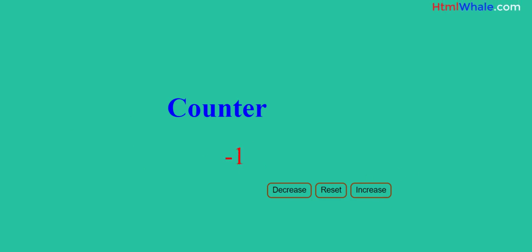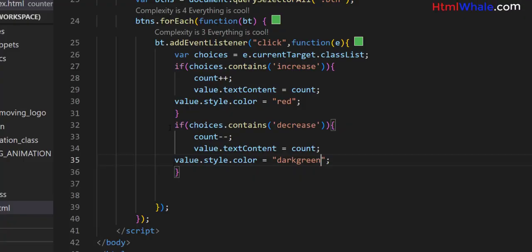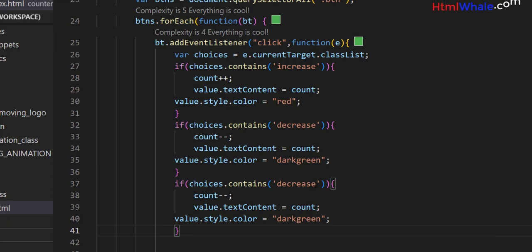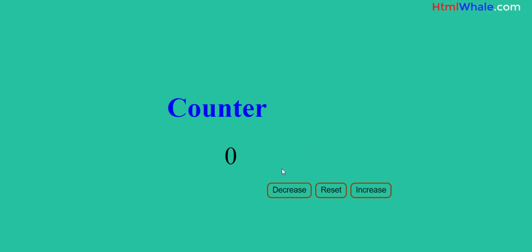Now we need to give the reset. For that I'm copying this, and I say if choices contained is equal to reset, then count is equal to 0, and then it should be in black. You save it, you go up, you refresh it, and then this decreasing, you reset, you see that, lovely, and then you increase it.